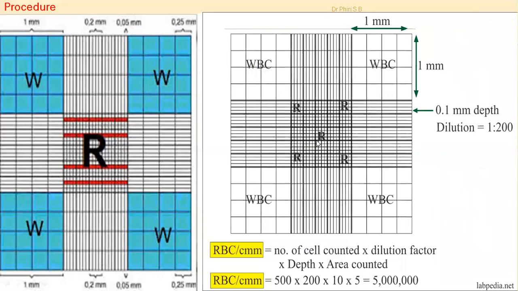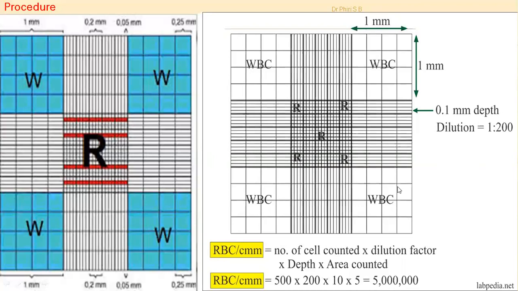So you can see here, these are your calculations. Your red cell count will be the number of cells counted multiplied by the dilution factor, multiplied by the depth, multiplied by the area counted. Your dilution factor is 200, and then you have your depth here. Then you multiply it by the area that you've counted, 1, 2, 3, 4, 5. When you do those multiplications, the product that you're going to find is the total number of red blood cells. You factor in the dilution so that now you're converting to the actual number of cells in whole blood before dilution. That's why you're multiplying with the diluting factor.